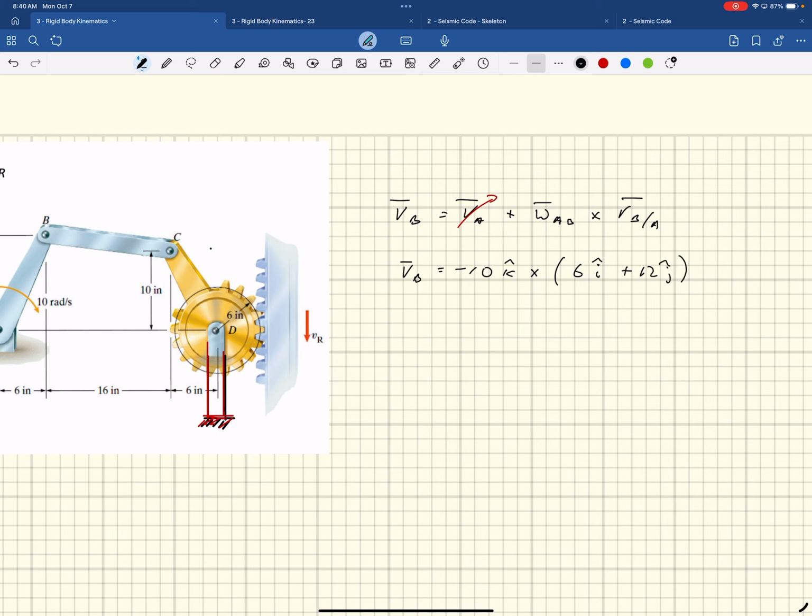Right. Do the cross products here. I got my negative K. Oh, I don't like the negative K's. Negative K. I'm going to cross that with a positive I. Right? It'll be a negative J.